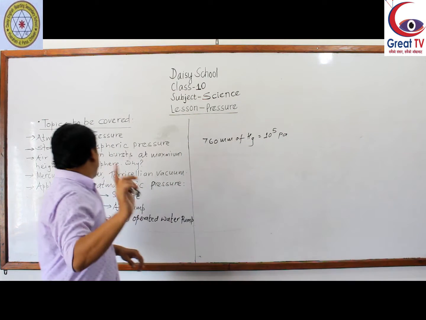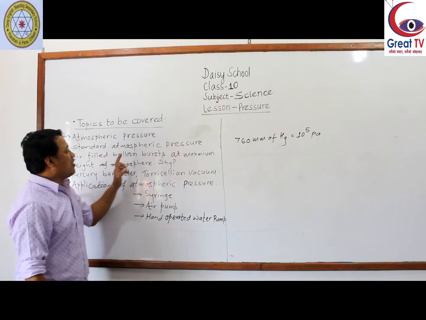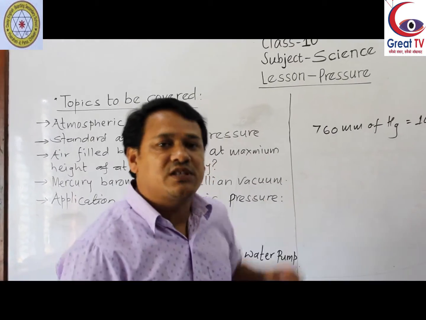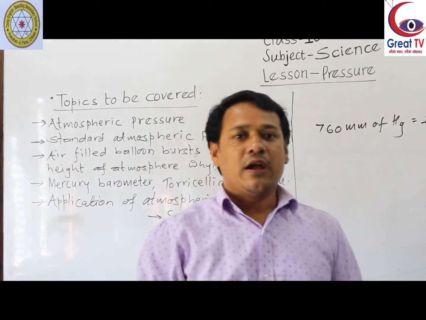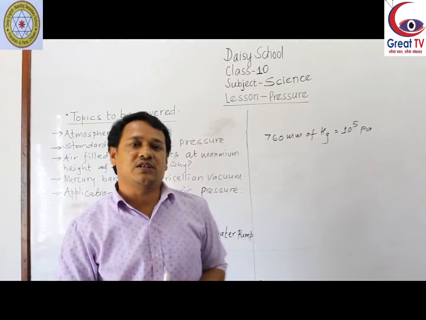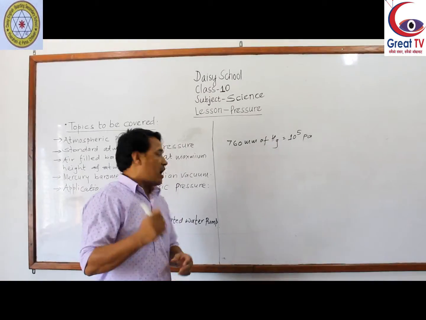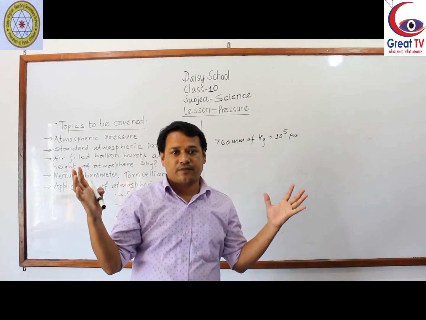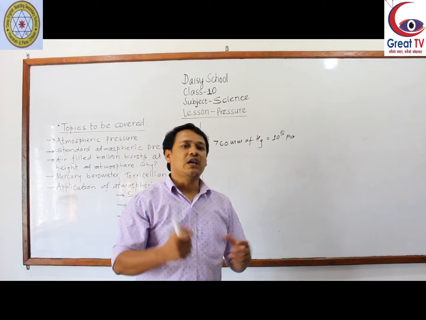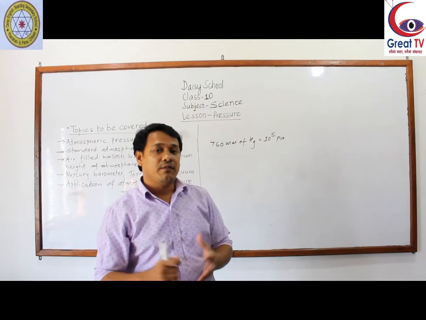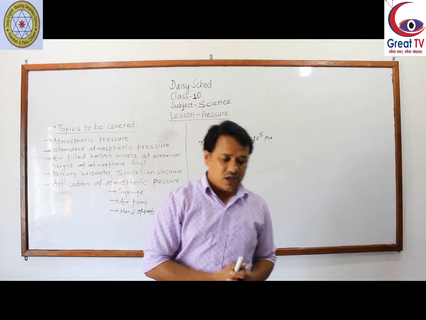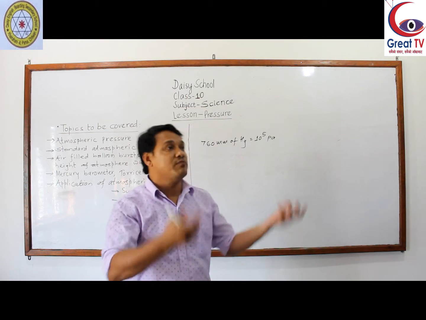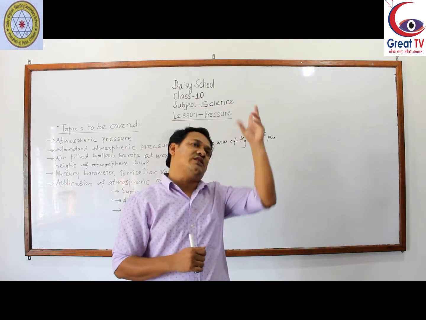Because of this reason, an air-filled balloon bursts at the maximum height of the atmosphere. Because when the altitude increases, atmospheric pressure decreases. Children use these air-filled or hydrogen-filled balloons, generally at festival time. Such types of balloons burst at the maximum height. Why?